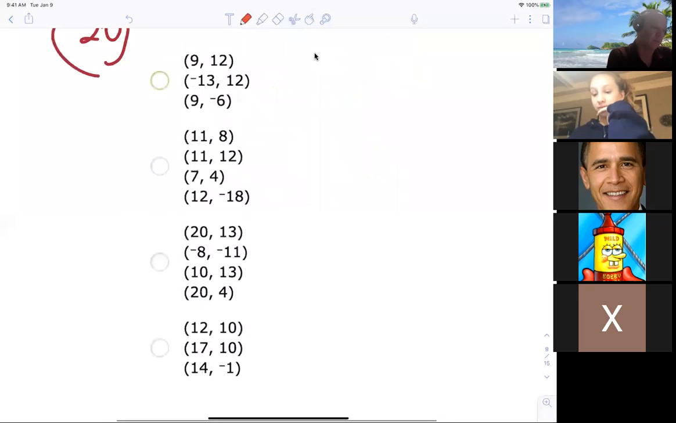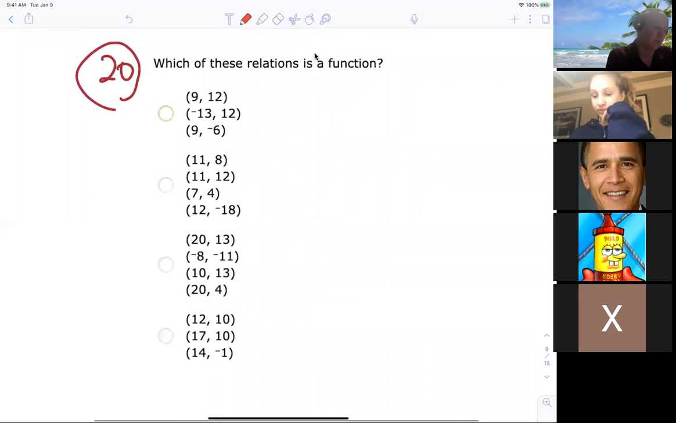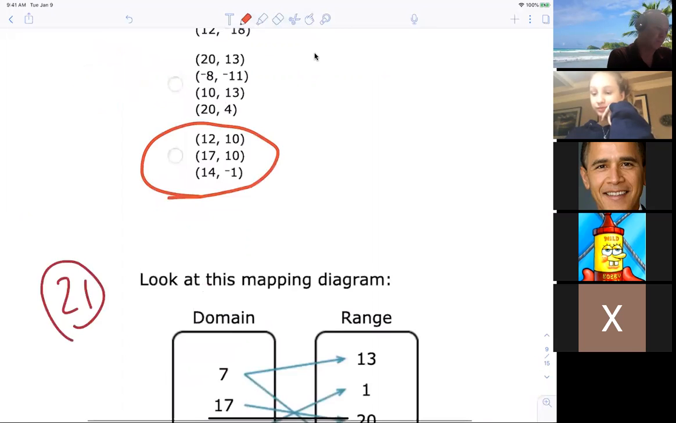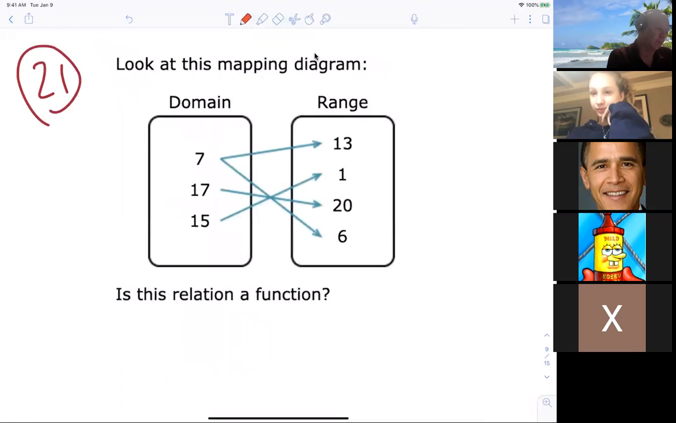All right. So now everybody look at number 20. Which one is a function? The last one. Yes. Thank you, whoever said that. Everybody good? Yes. All right. Is this relation a function, number 21? No.